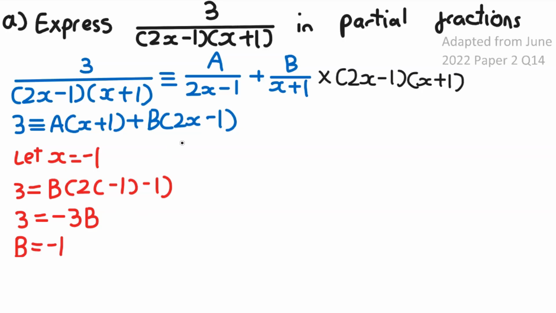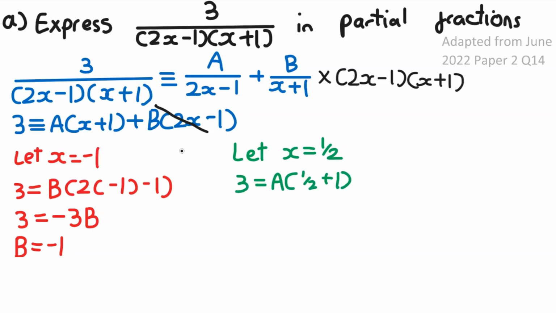So we figured out b, so now we need to figure out a by making this bracket here equal to 0, and we use the substitution that x is equal to a half, so this term goes away, so we're just left with 3 is equal to a, and then a half plus 1 in the bracket. This bracket here will simplify to 3 over 2, and then we divide both sides by 3 over 2 to get that a is equal to 2.